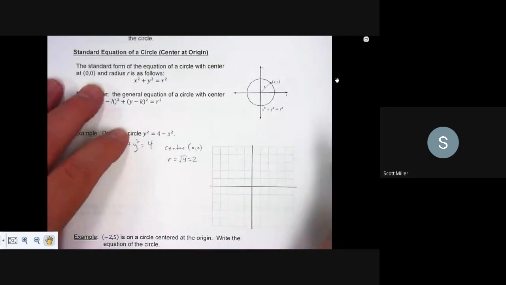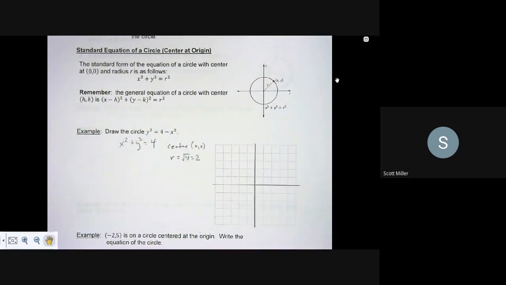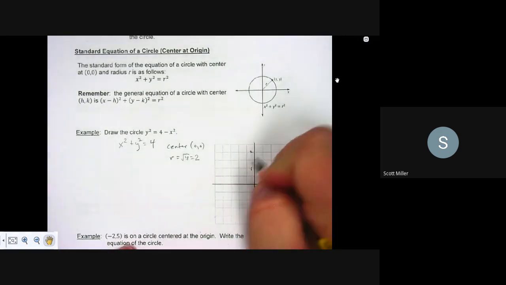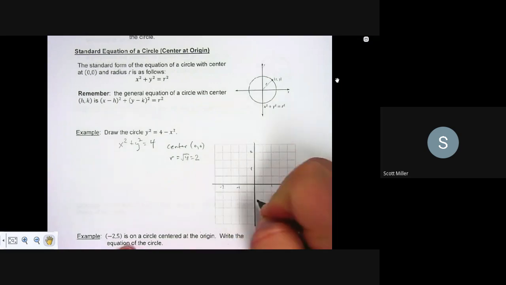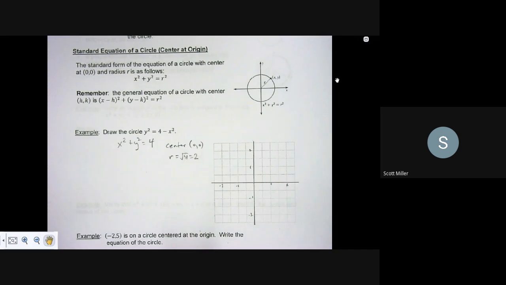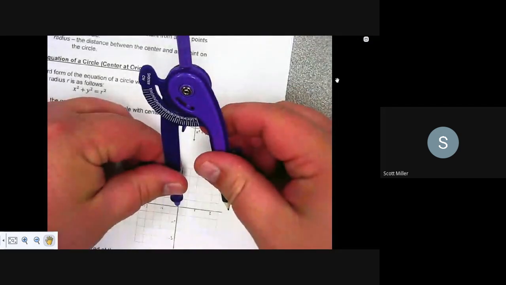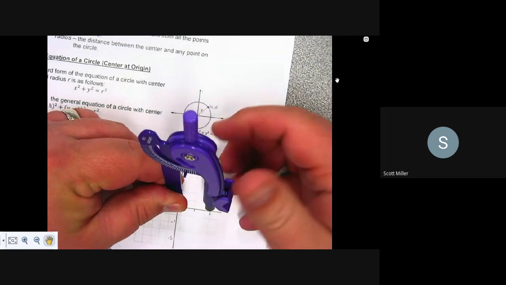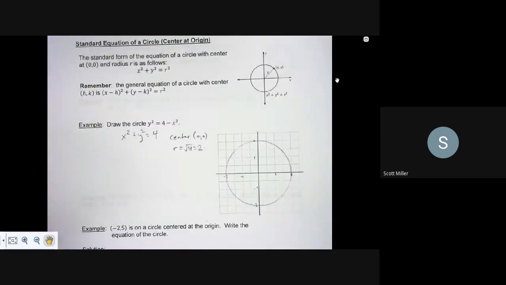So if we mark this out here, let me get my compass real quick. Move it over here. Depending on how I want to scale this, if I call this 1 and that's 2, then I can use my compass to draw a circle that's a little bit nicer than a freehand drawing. We just put our compass at (0, 0), mark it out here at 2, and very quickly we can draw our circle. And there you go, there's our circle of radius 2.